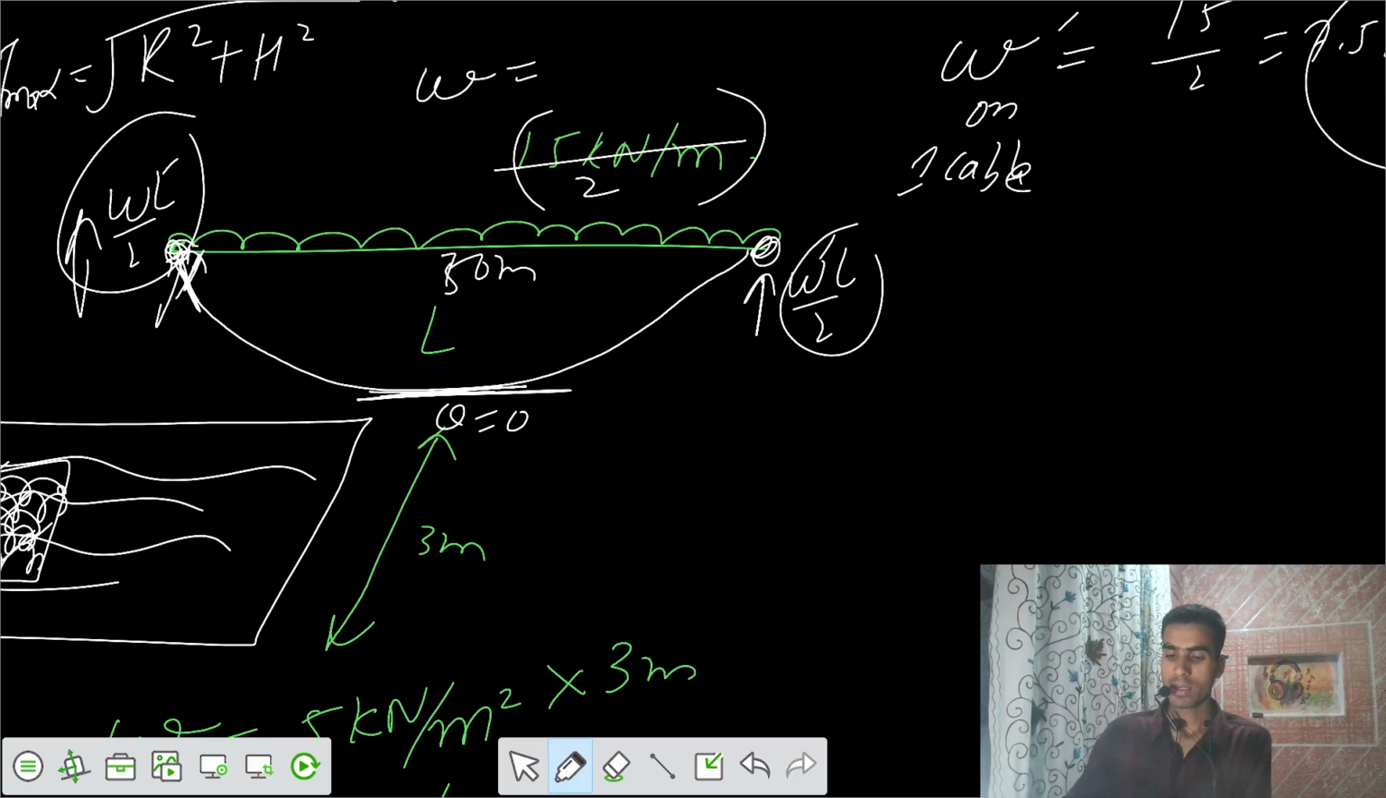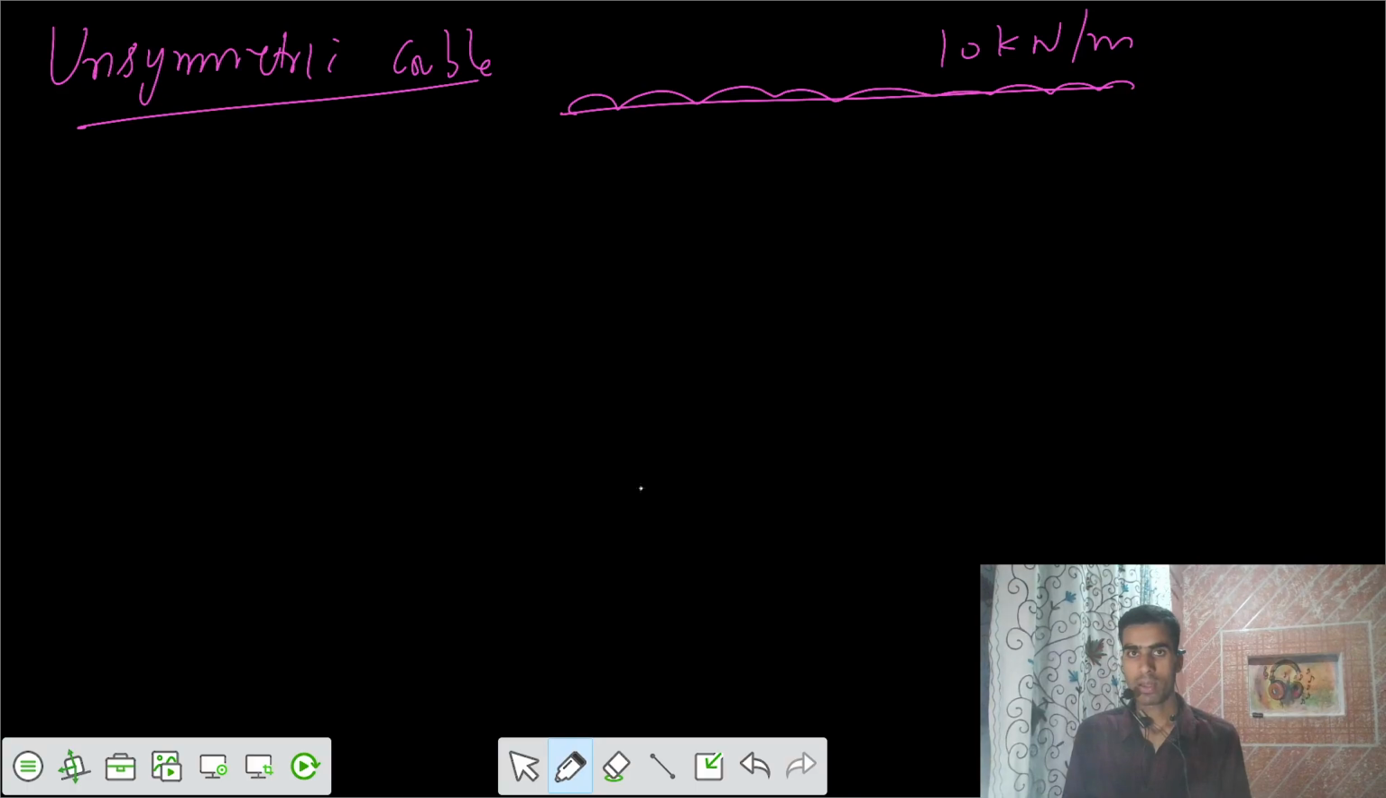Let's take the third problem, that's unsymmetric. That's what we call an unsymmetric cable. It's giving that you have a UDL of 10 kilonewton per meter, and the length of that horizontal span is 100 meter. You write that horizontal span equals 100 meter. This is what the problem is saying.